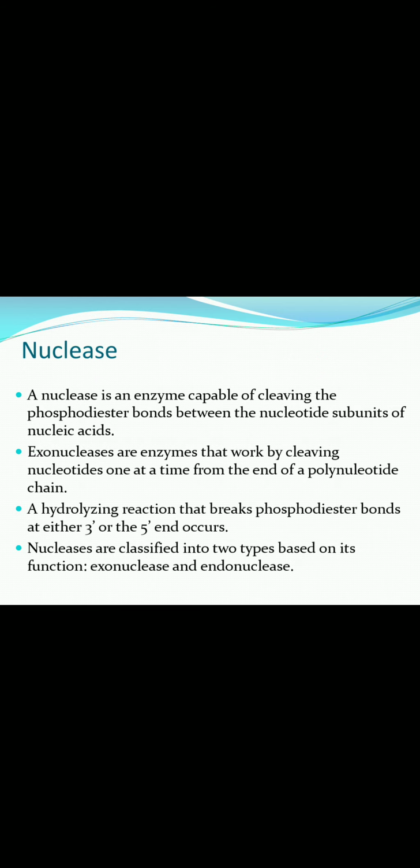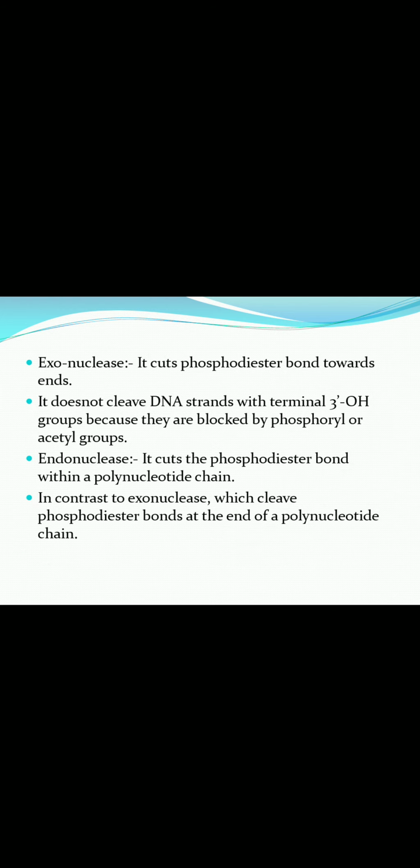First we are going to learn about nuclease. A nuclease is an enzyme capable of cleaving the phosphodiester bonds between the nucleotide subunits of nucleic acids. Exonucleases are enzymes that work by cleaving nucleotides one at a time from the end of a polynucleotide chain. A hydrolyzing reaction that breaks phosphodiester bonds at either the 3' or 5' end occurs. Nucleases are mostly classified into two types based on their function, exonuclease and endonuclease.